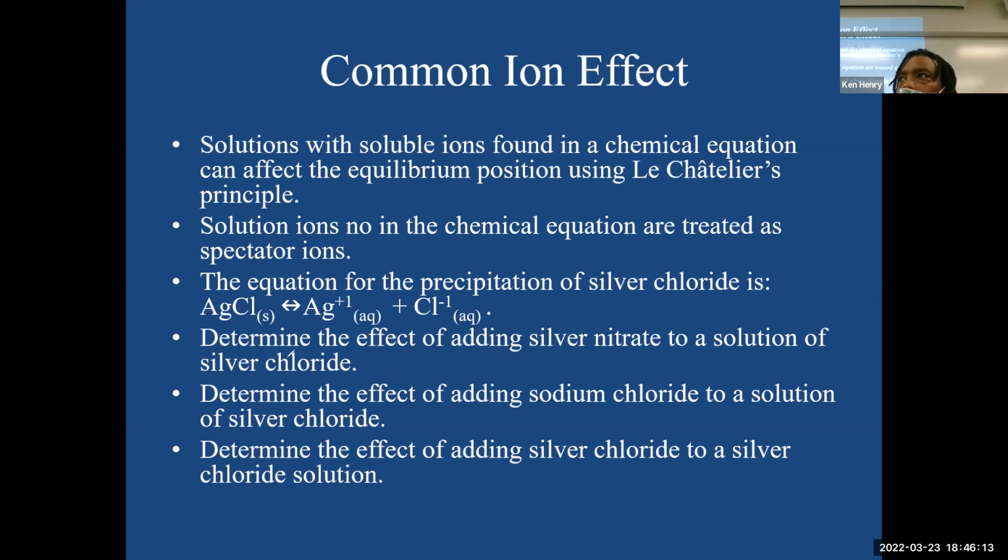So for instance, we're going to determine the effect of adding silver nitrate to a solution of silver chloride. If I'm adding silver nitrate to the solution, which way is that going to drive this? It's going to favor, if I add silver nitrate, that's right. Okay. Is it going to affect the silver chloride, which way is it going to shift? So are we going to get more silver chloride made, or are we going to get less silver chloride made?